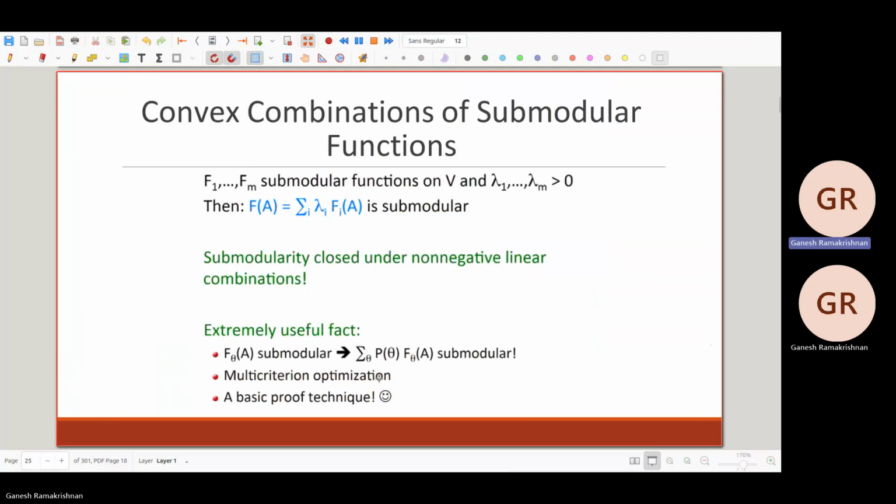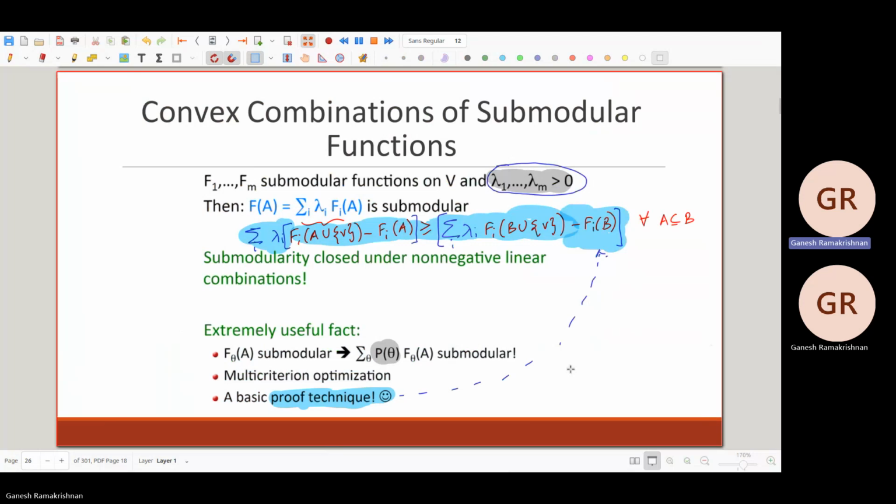If you take a linear combination of submodular functions, the lambda i's don't have to be convex weights. They are just positive; they need not sum to one, but they should not be negative. So submodularity is closed under non-negative linear combinations. For example, if you take a probabilistic combination of multiple submodular functions, it's going to remain submodular. That holds, and it's very easy to show. A very basic proof is to show it by the original diminishing returns property.